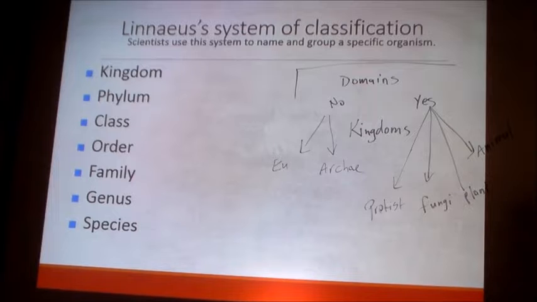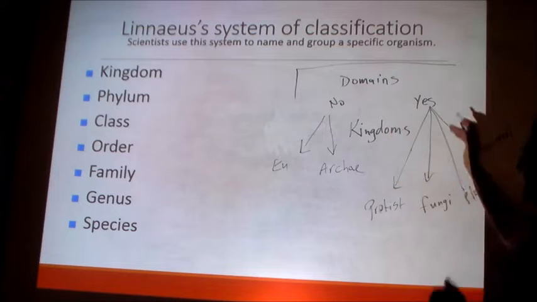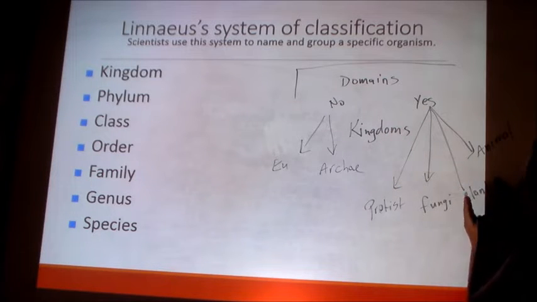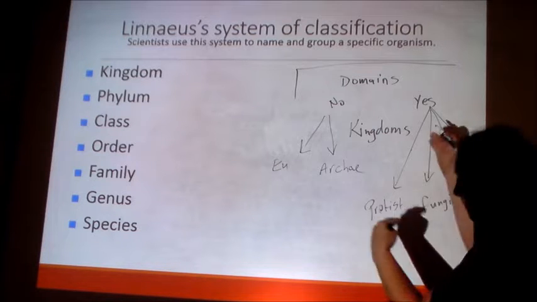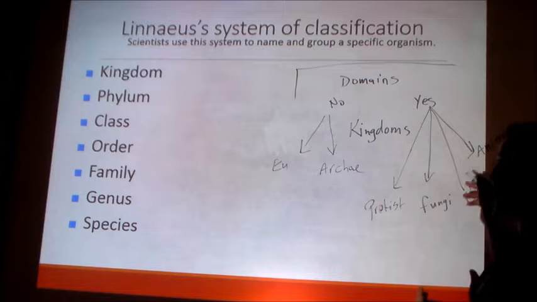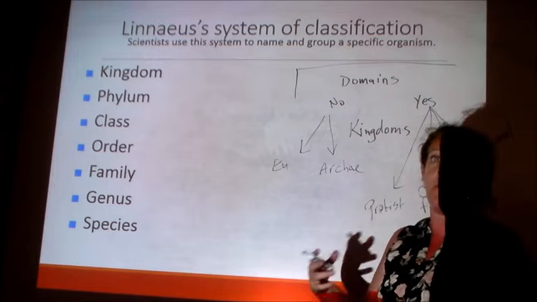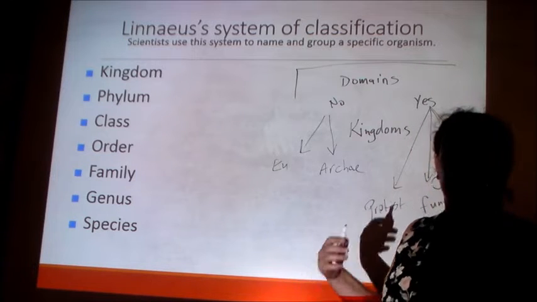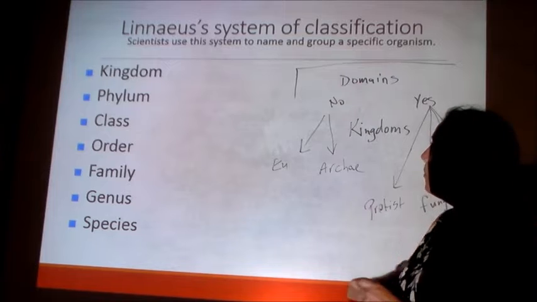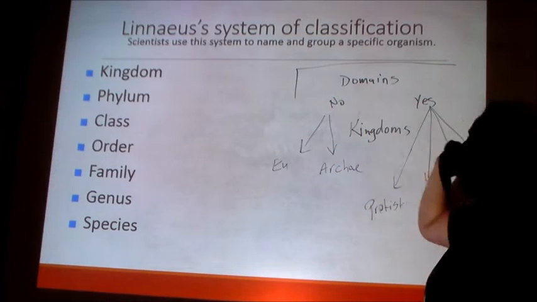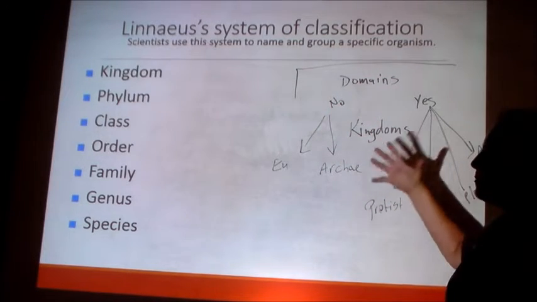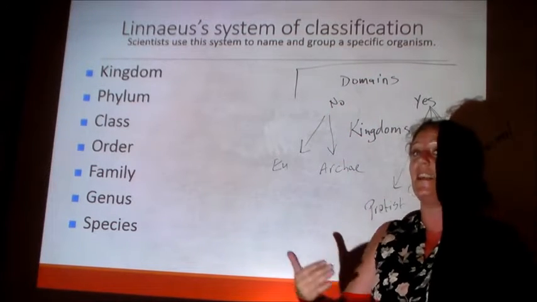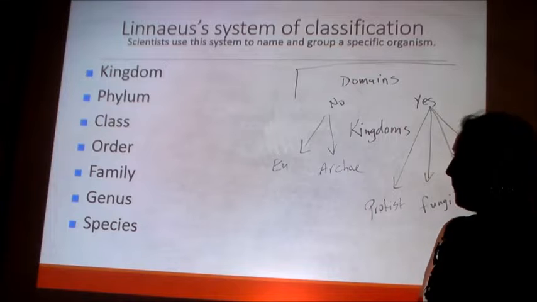Now what we're going to do is take these kingdoms, like specifically kingdom plant, and break it down. Or specifically kingdom Animalia, and break that down. So what kind of animal? Are we talking about an insect, or a mammal, or a reptile, or a bird? And so that's what we're doing when we talk about Linnaeus' system of classification. He uses this system to name and group specific things so we can then give them an actual scientific name.